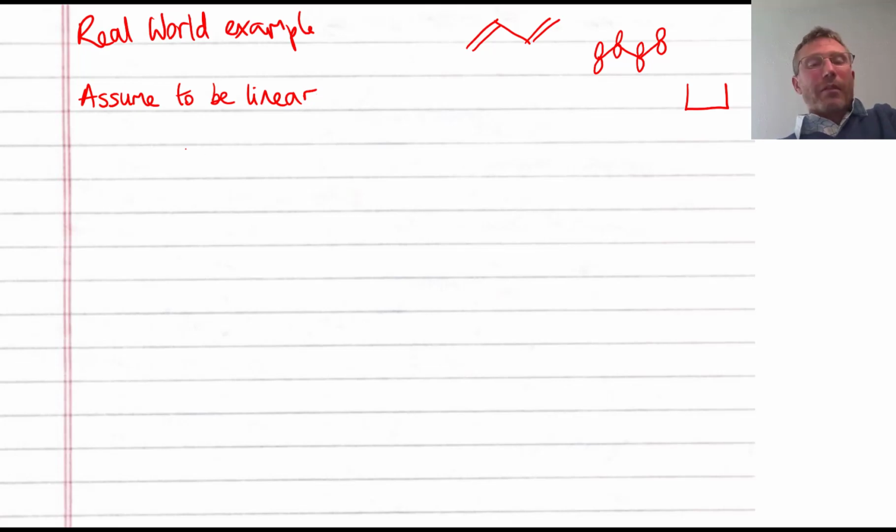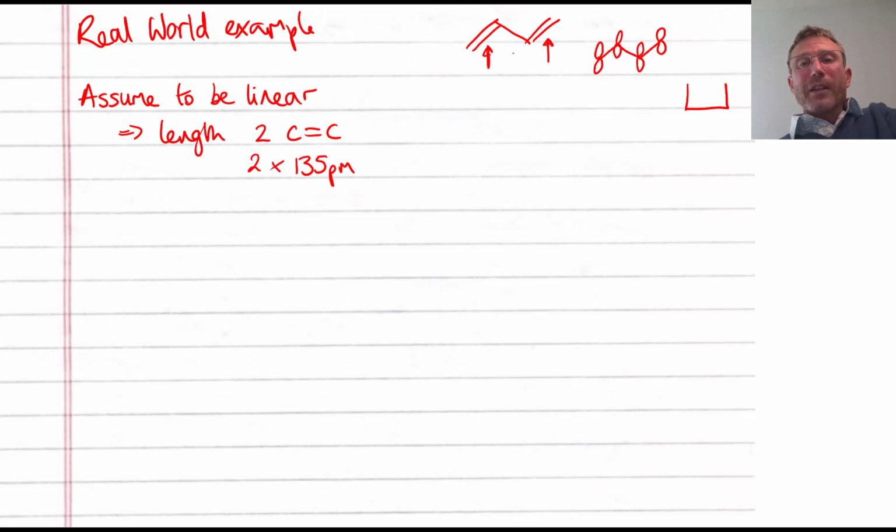And we need to determine the length, and the length we can kind of look this up because we know what a carbon-carbon bond length is. There's two of them, here and here, and the length of those bonds is 135 picometers. And we've also got this carbon-carbon single bond in the middle. So one of those is 154 picometers.